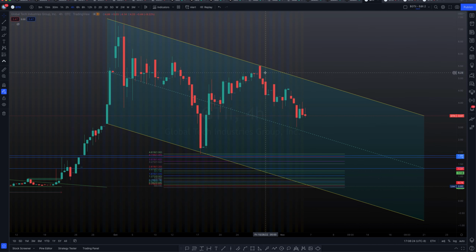So what we need in order to validate that channel is 2 tests of the resistance. We already have 1 and 2 of the resistance, you guys, but we also need 2 tests of the support. We only have 1 thus far. So that is making me believe that, based on raw price action here, we are in a downtrend. We're creating a series of lower lows and lower highs, and this is suggesting a potential downside continuation before a recovery.